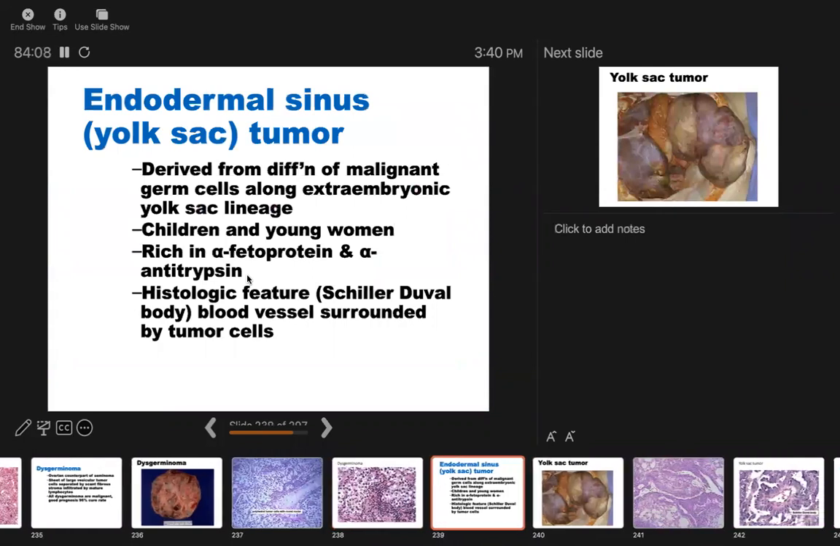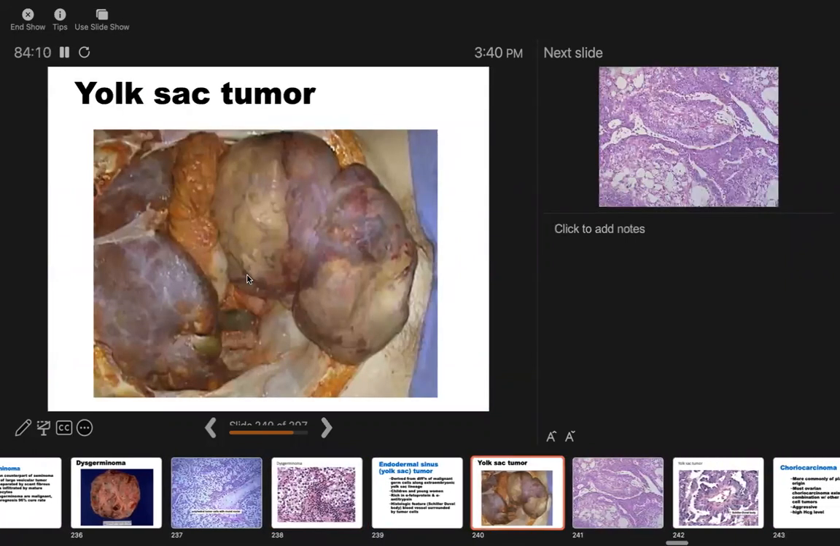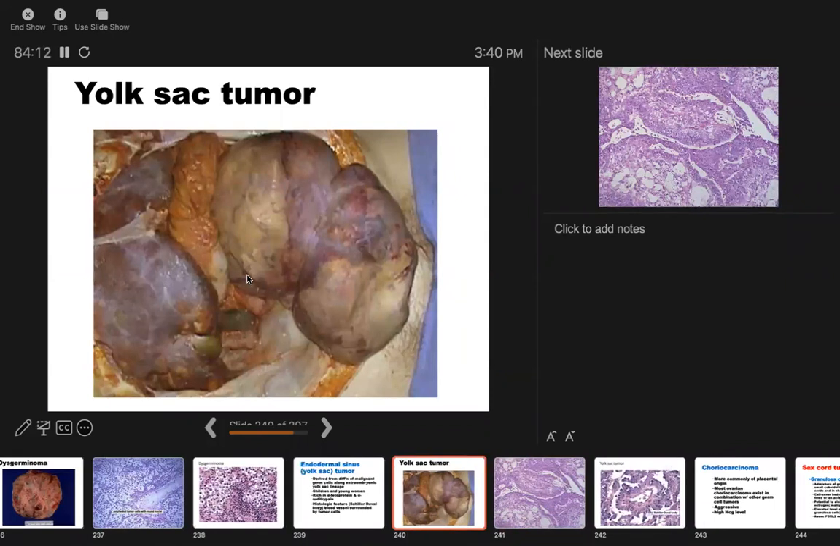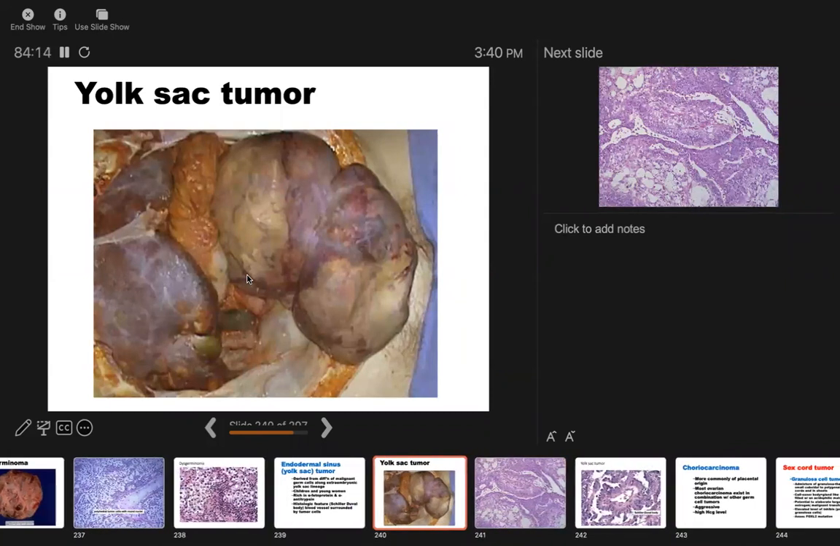The next on the list is EST or yolk sac tumor. It is the second most common malignant tumor of germ cell origin. Do not forget the classic histologic feature which we call as Schiller-Duval, higher magnification of a Schiller body. Again, the term is Schiller-Duval, characteristic of yolk sac.